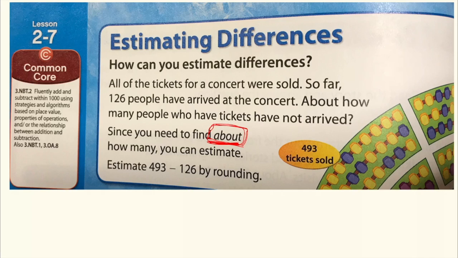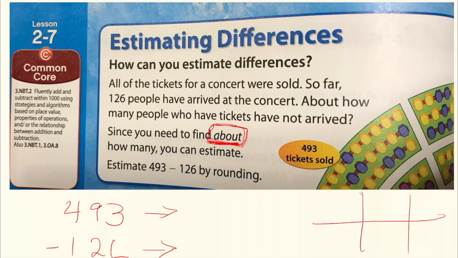So let's try this. Estimate 493 minus 126. That would be a hard one to do in your mind, wouldn't it? But through estimation, we should be able to figure it out pretty quickly. Let's round to the nearest tens. Now remember, anytime you're doing your work, if you can't quite remember something, draw yourself a diagram. Hundreds, tens, ones.